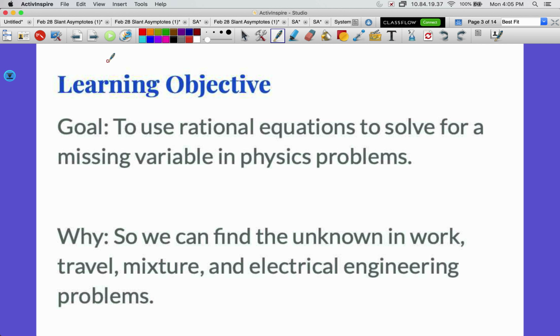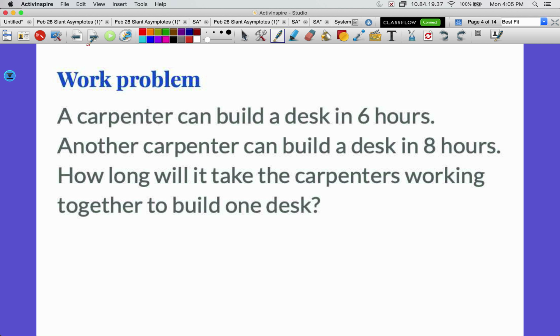All right, goal for today is to use rational equations to solve for a missing variable in physics problems. Why are we doing this? So we can find the unknown in work, travel, mixture, and electrical engineering problems. Okay, got a bunch of word problems coming at you.